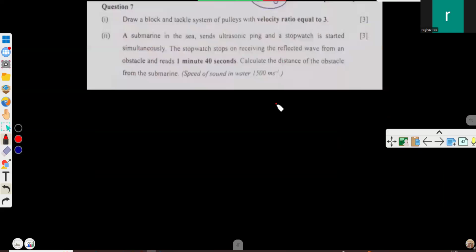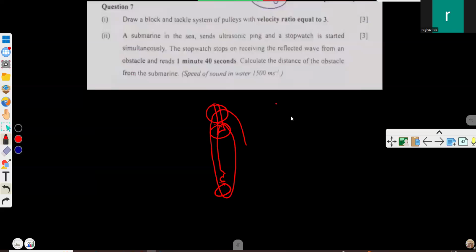Next, draw block and tackle. It's very easy. So 2 must be in block, 1 must be in tackle. You have to draw like this. I hope this is clear. Yeah, this is your block and tackle system. And a submarine in the sea.